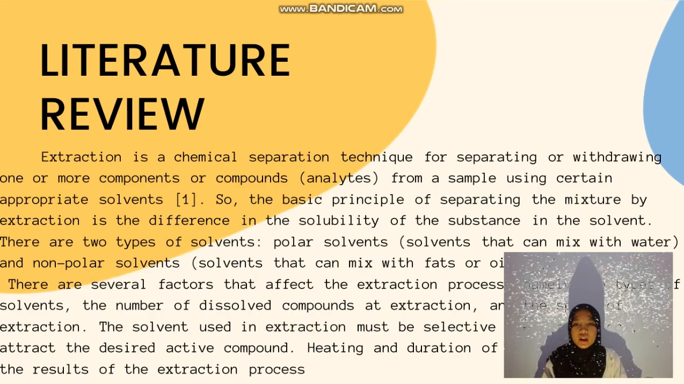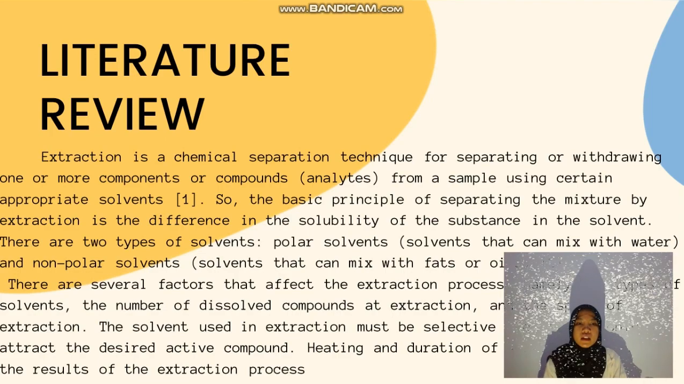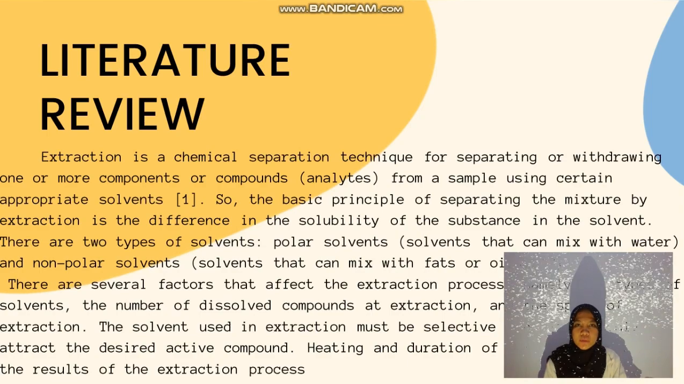There are several factors that affect the extraction process, namely the types of solvent, the number of dissolved compounds at extraction, and the speed of extraction. The solvent used in extraction must be selective. It can only attract the desired active compound. Heating and duration of stirring also affect the results of the extraction process.